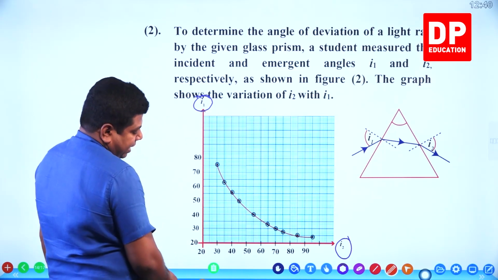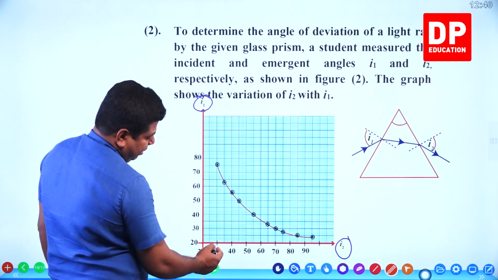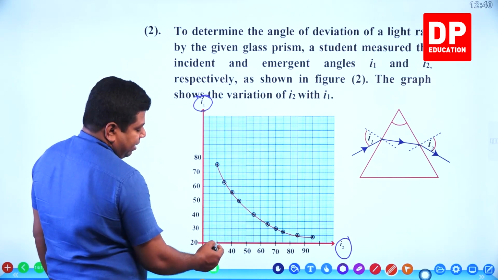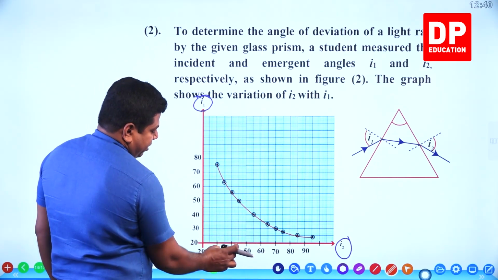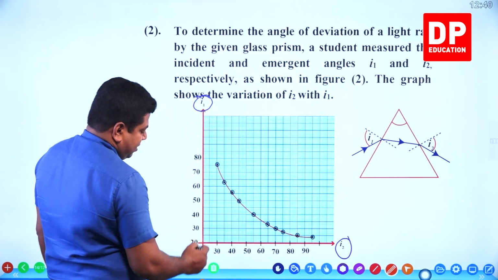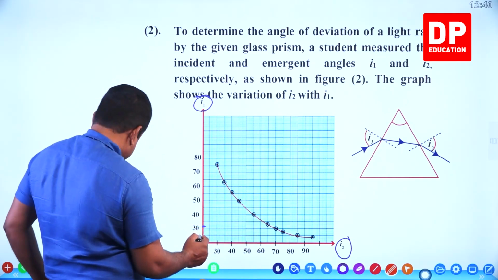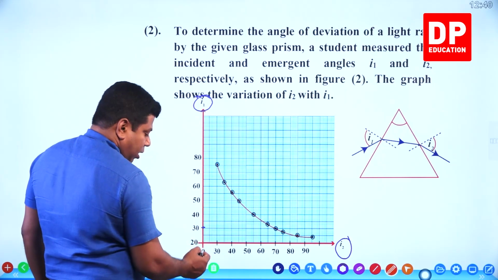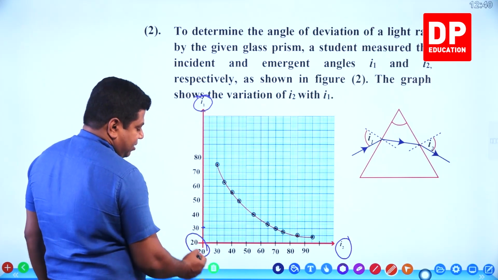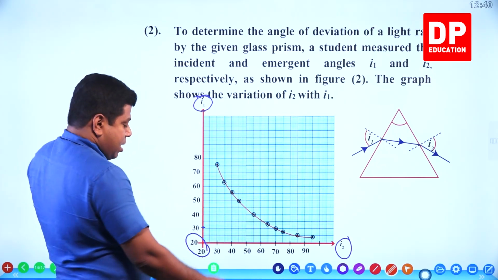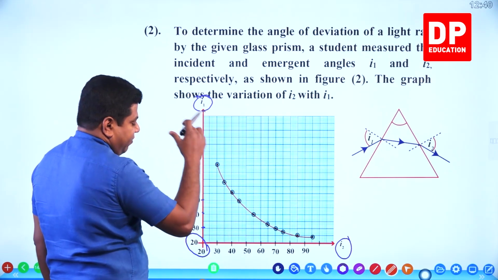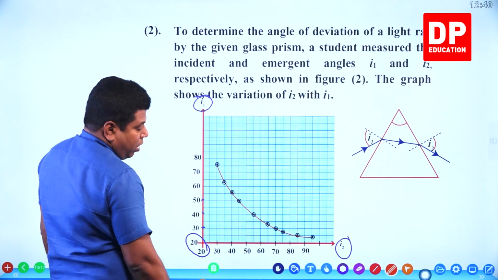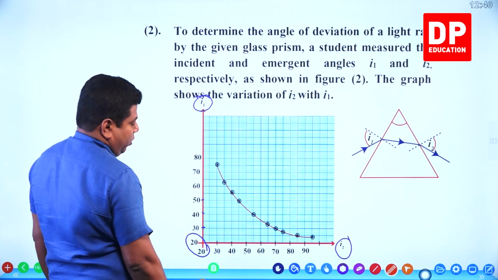Let's try to understand the scale. Here it is 30. So they started from 30, right? Then every two sections they take as 10 degrees: 30, 40, 50, 60 likewise. Similarly, here also they are starting from 30. They are not starting from 0. Careful, now they are starting from 20, and then 30, 40, 50. Again, the same scale in the y-axis also. I need to find where it is equal.